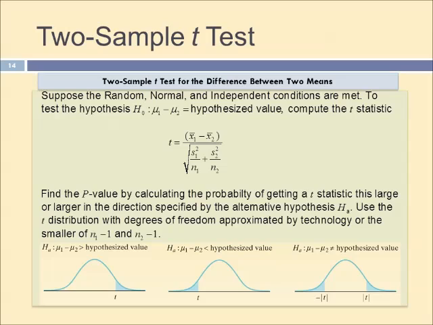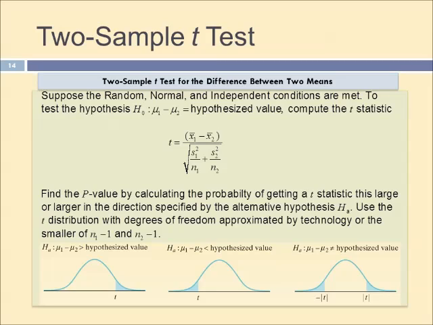The difference in the sample means divided by the standard error. And we find the p-value by calculating the probability of getting a t-statistic this large or larger in the direction specified by the alternative hypothesis. We've done this before. We use the t-distribution with degrees of freedom approximated by technology, or the same, we use the smaller of the two sample sizes and subtract 1.